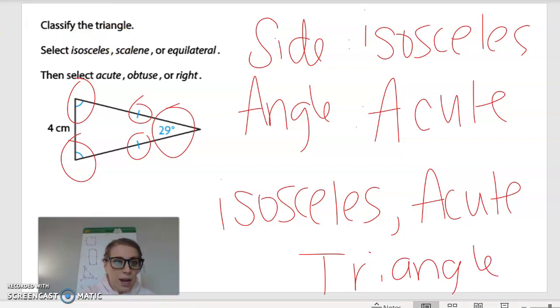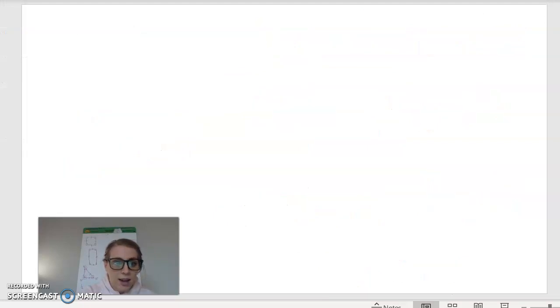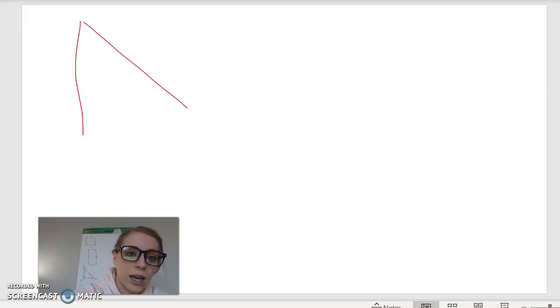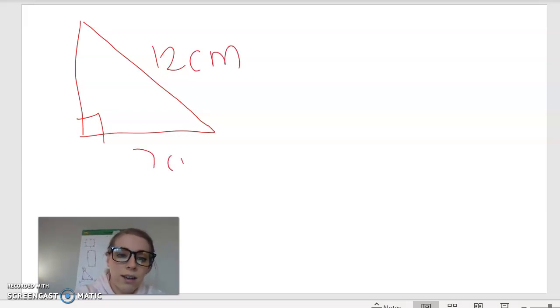Okay, I'm going to kind of go on a whim here, and I'm going to just add another slide, and I'm going to draw a triangle here. So this triangle, we're going to figure out what it is going to be called. Okay, so I drew a triangle. It has a square here in the side. This is 12 centimeters. This is 7 centimeters, and this is 10 centimeters.